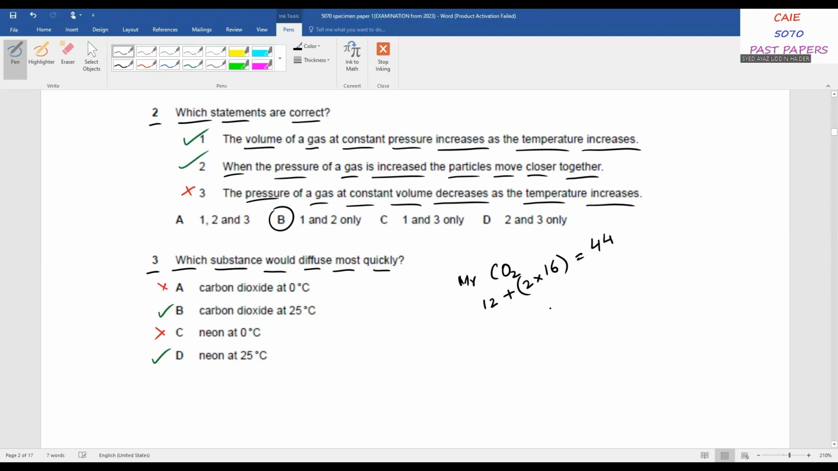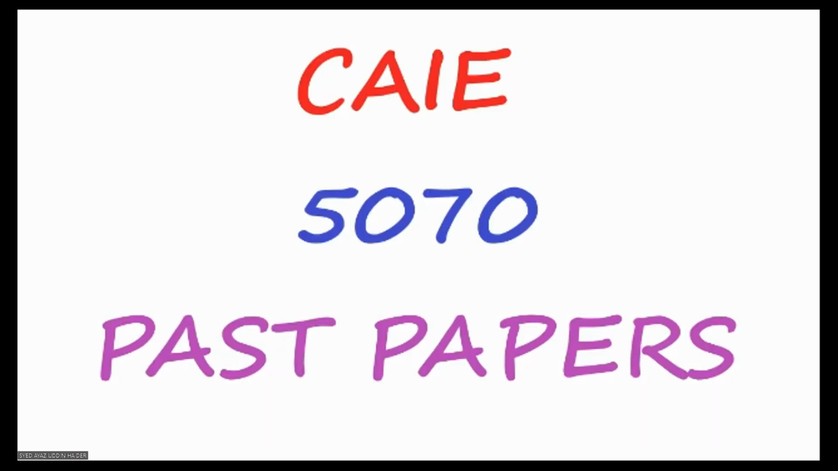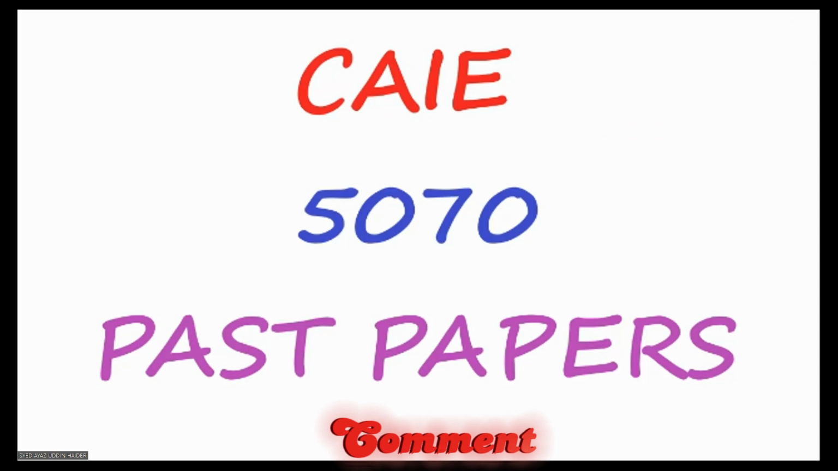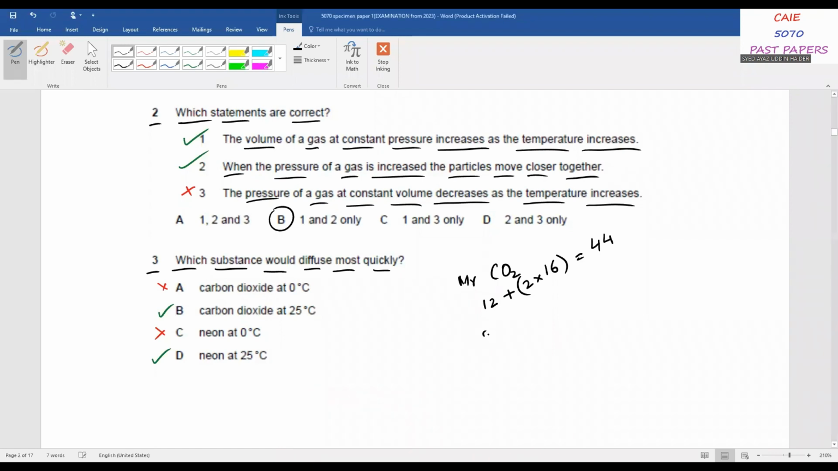What about neon? Neon belongs to group 8. This is the periodic table. Here's the neon. Its Ar is 20. So the Ar of neon is 20. So it must be neon at 25 degrees centigrade. So D will be the correct answer for 3.